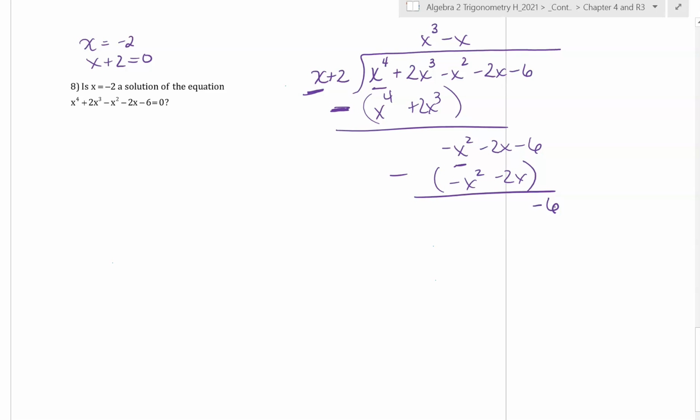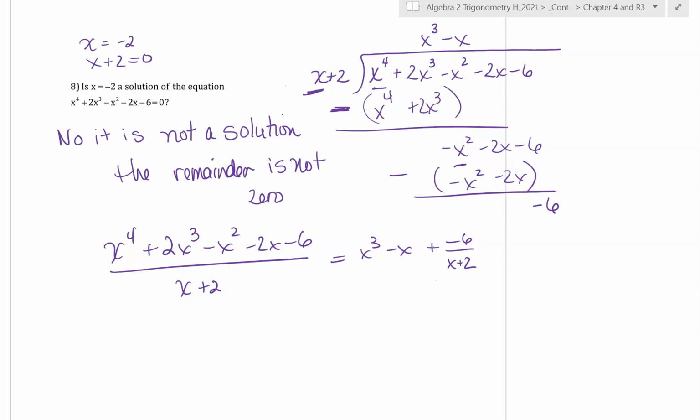So is x equals negative 2 a solution of this equation? No, it is not, because the remainder is not 0. And the summary statement is the quotient plus the remainder over the divisor. So x cubed minus x plus negative 6 over x plus 2. So again, x equals negative 2 was not a solution of the equation because the remainder was not 0. Great job, everybody.